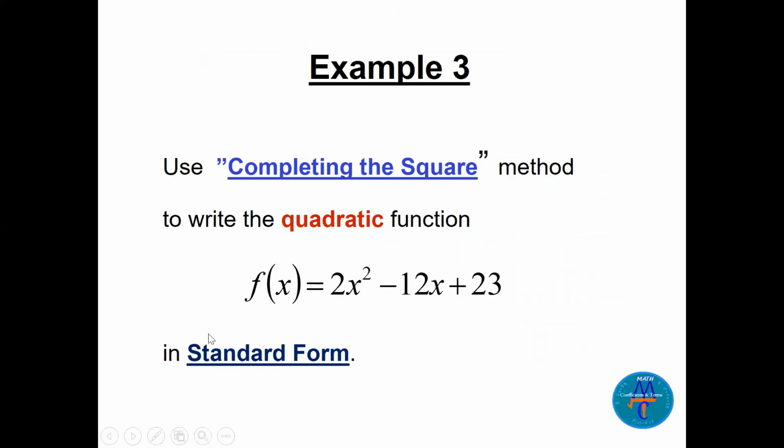Now, use the completing the square method. This is the same as example 2: 2x squared minus 12x plus 23. We can use completing the square also to write the quadratic function in standard form.